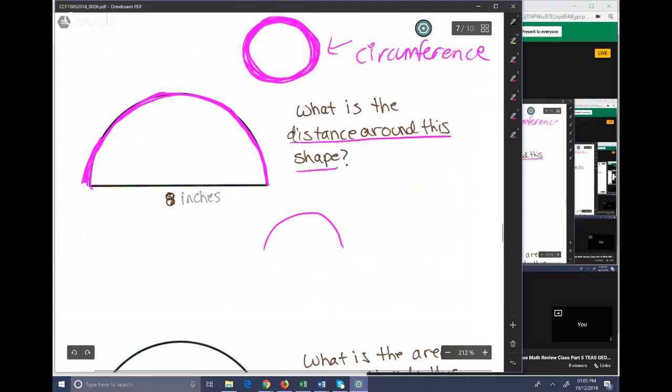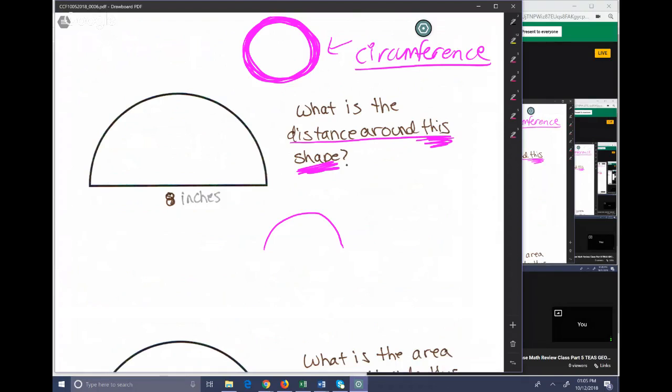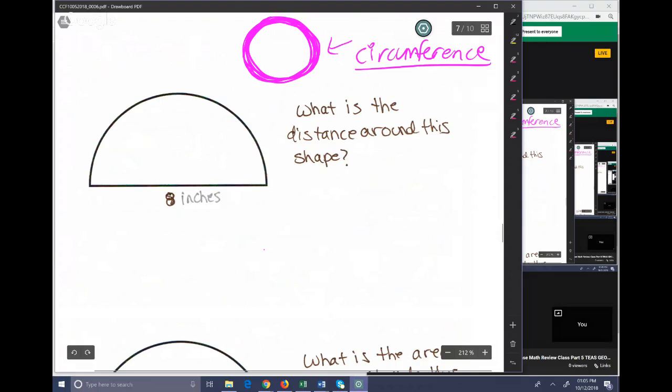So if this is my circumference, then when they say distance around this shape, and the shape has a solid line right here, I've got something extra. So this shape is a half circle with a line that is closing it. That line is not in my circle calculations. I have to manually add that on. So you are going to use your circumference formula. The first thing that you're going to do is find the circumference.